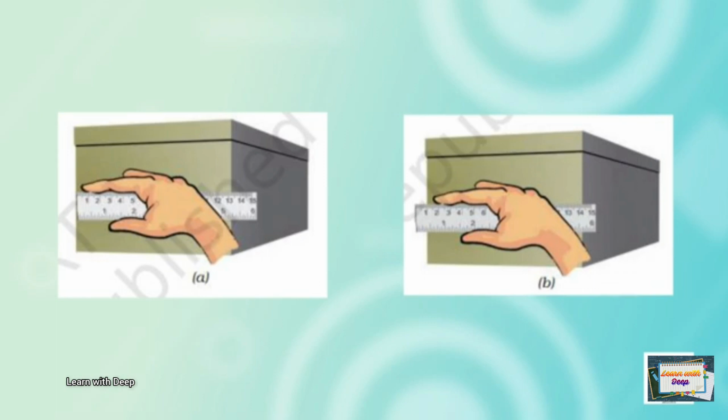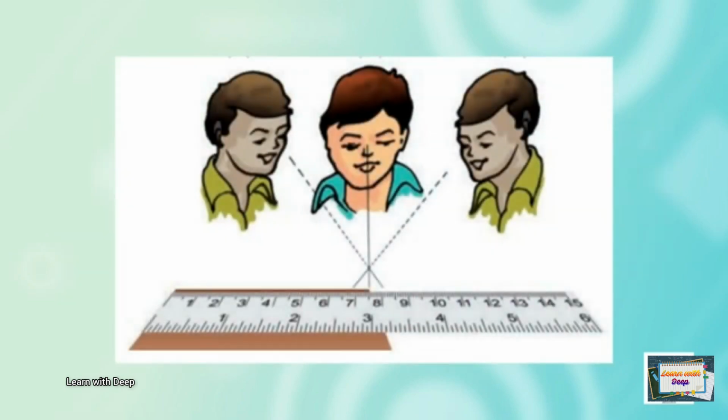You can use any other full mark of the scale, say 1, then you must subtract the reading of this mark from the reading at the other end. Correct position of the eye is also important for taking measurement. Your eye must be exactly in front of the point where the measurement is to be taken.